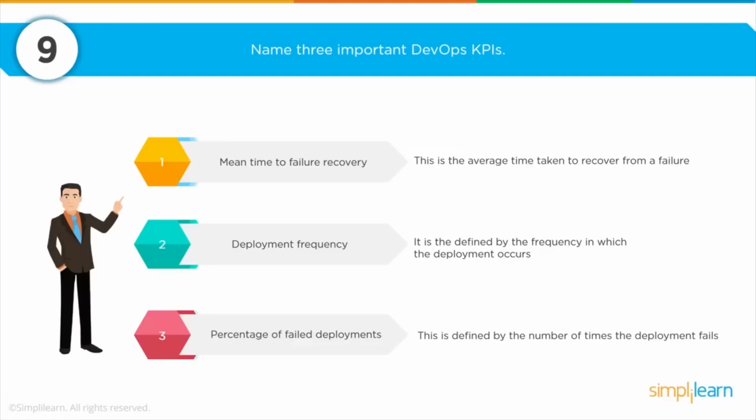So one of the things that we want to be able to do effectively when we're releasing any kind of solution is to be able to measure that solution. And so KPIs are very important. So you will be asked for three important DevOps KPIs. And so three that really come to mind that are very effective.